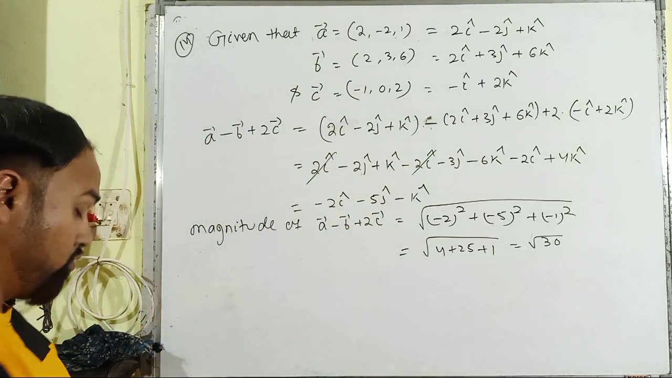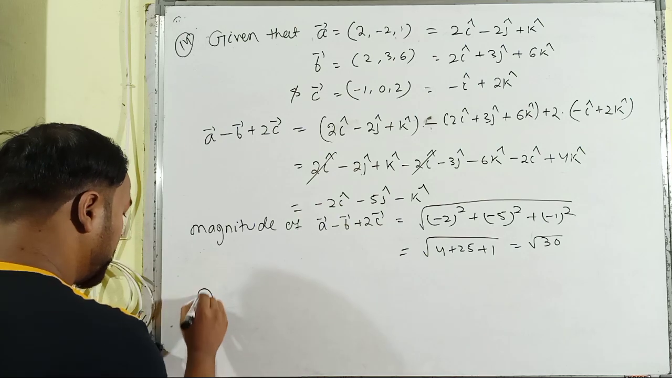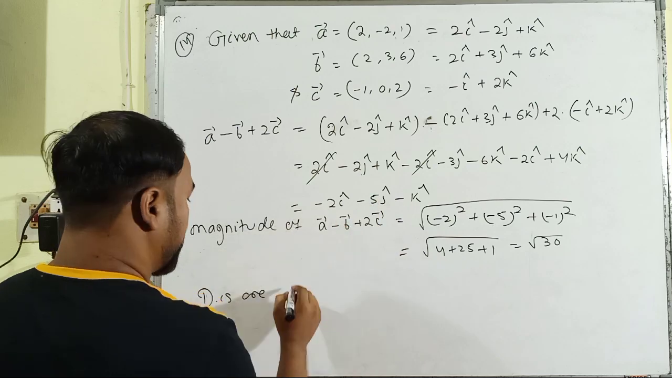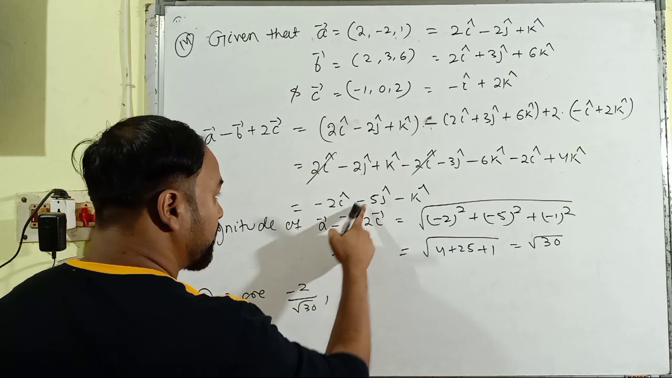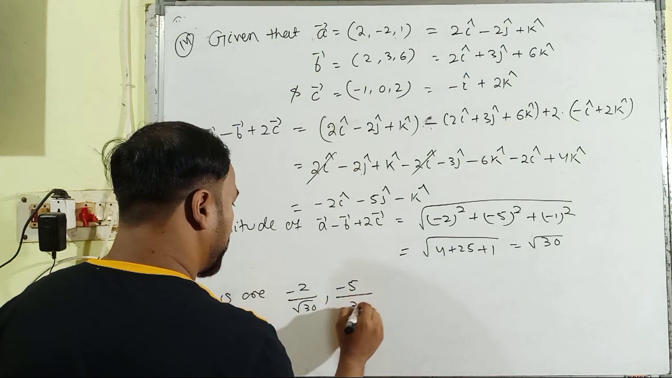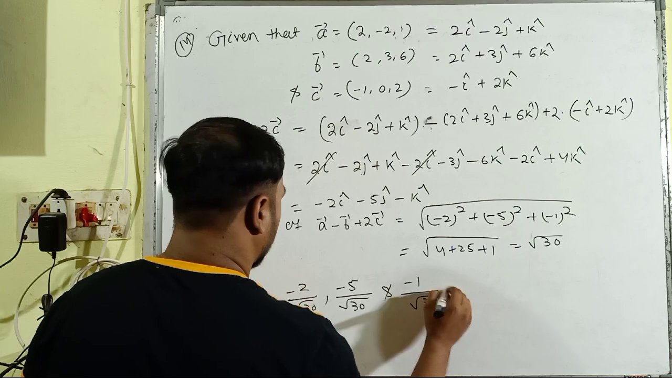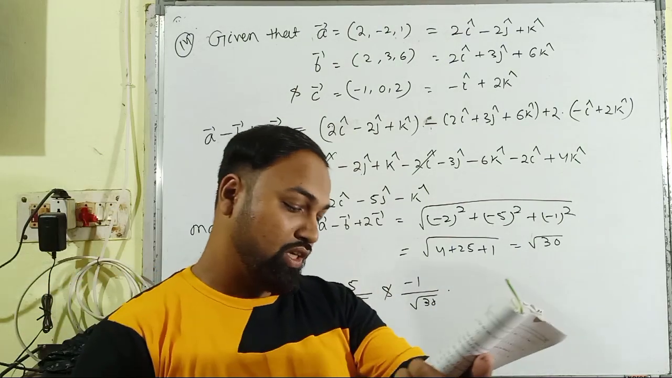Then it has been asked to find out its direction. So the direction cosines are: the first one is minus 2 upon square root of 30, the second one is minus 5 upon square root of 30, and minus 1 upon square root of 30. So it is all about the solution of the question number 40.